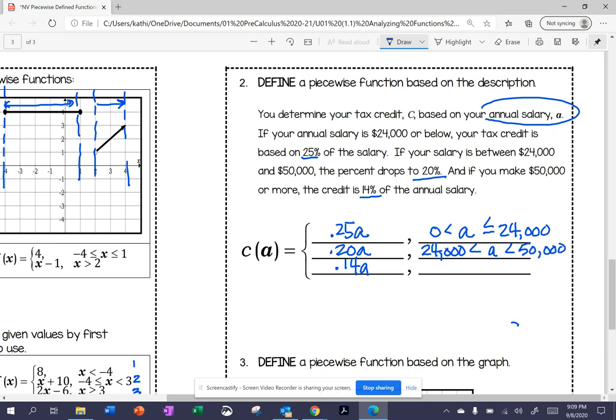And then if I am greater than 50,000, so A is greater than or equal to 50,000. Okay, so I just take it in steps. Okay, so this is a word problem. So now let's do an example where I give you a graph and you need to tell me the equations and the intervals.